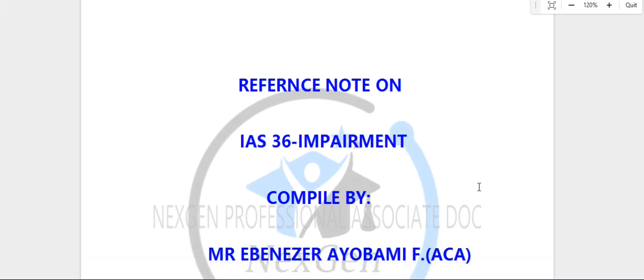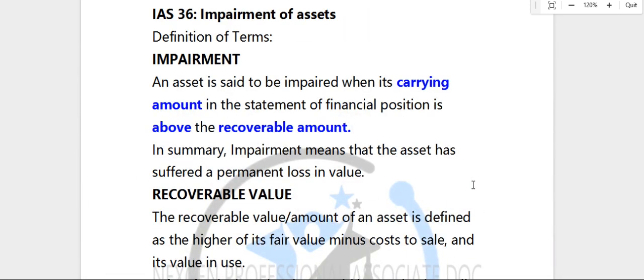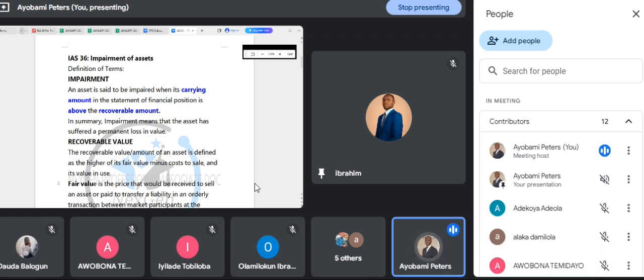So quickly, let's run through the definition of terms. According to IS 36, an impairment is said to occur when the carrying value or the carrying amount of an asset is higher than the recoverable value or amount. In summary, an impairment occurs when the carrying amount of that asset, also known as the net book value of the asset in the statement of financial position, is higher than the recoverable amount of that asset.